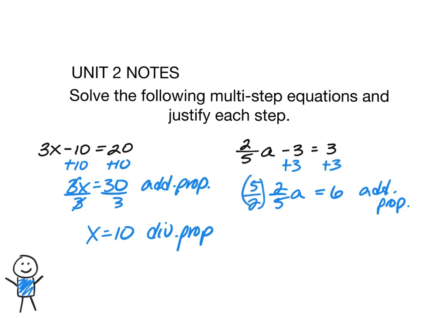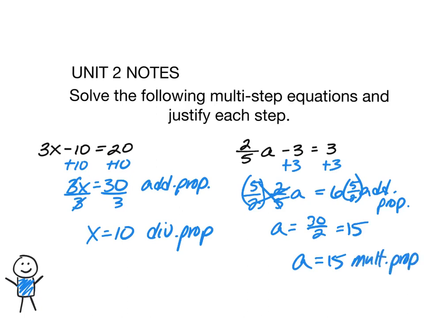That gives me 10 over 10, which cancels, leaving me with just a. However, if I multiply the left side by 5 over 2, I've got to multiply the right side by 5 over 2 as well. 6 times 5 over 2 gives me 30 over 2, which simplifies to be 15. And the reason a equals 15 is because, in this case, the multiplication property, because we multiplied both sides by that reciprocal of that fraction.